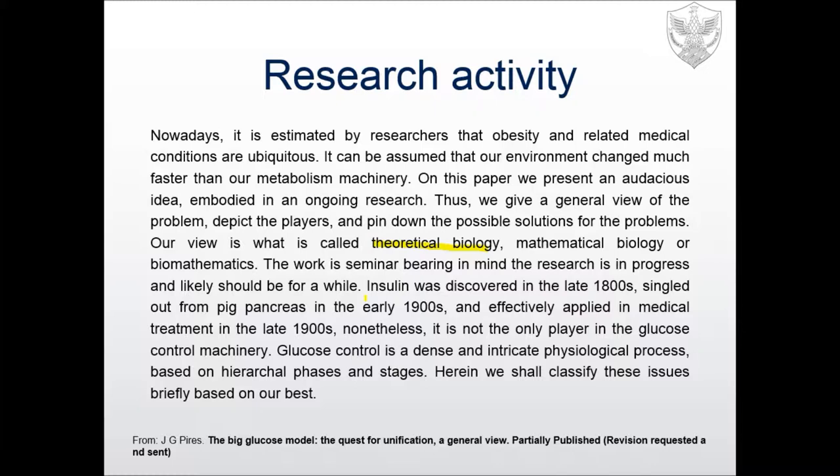He gave the idea. I like the idea. It's developed. Insulin was discovered at the end of the 19th century. It was first singled out from the pancreas of pigs at the beginning of the 20th century, and by the end of the last century it was effectively used in the treatment of diabetes and other medical conditions. Insulin is a very important hormone in the control of glucose, and the motivation of my work is that insulin is not the only hormone. In order to make a virtual system, we should take into account other hormones.